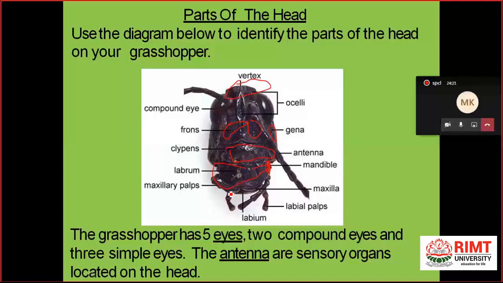These are maxillary palps, maxillae, labial palp and labium. All these appendages have their own functions while the insect is eating or feeding on the food. So the grasshopper has 5 eyes, 3 ocelli and 2 compound eyes. The antennae are sensory.